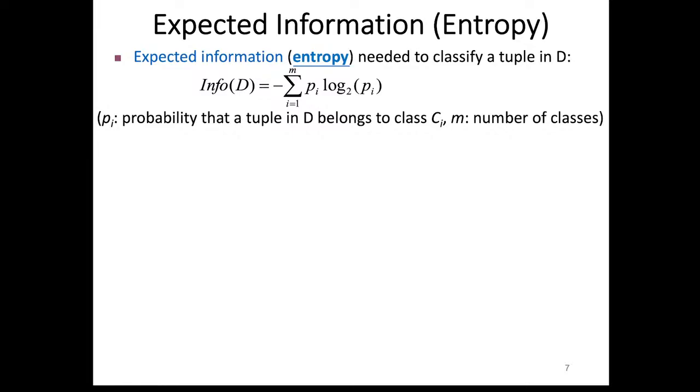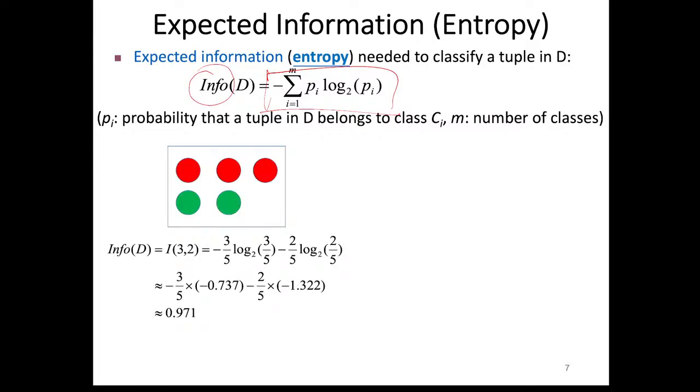Okay, so this is the formula we introduced earlier. Entropy is negative summation pi log pi. So we use info to denote entropy. Let's look at this example. If we have 3 reds and 2 greens, how much entropy do we have? We use information because we said that entropy is the expected amount of information, right? So we use info D. D contains 3 reds and 2 greens.